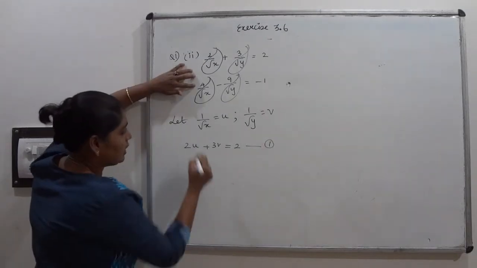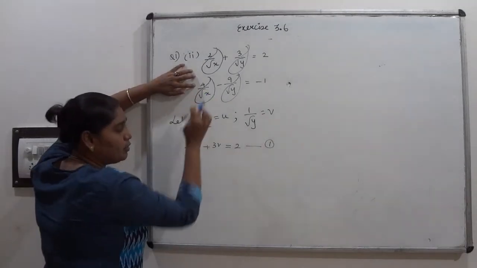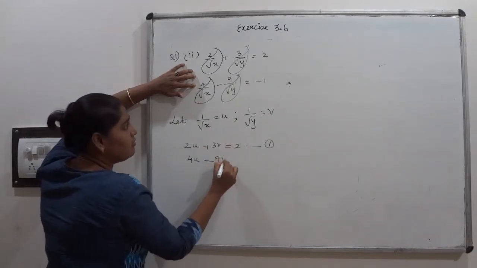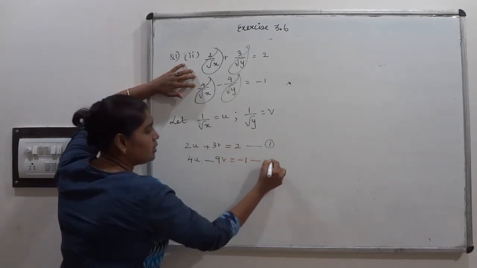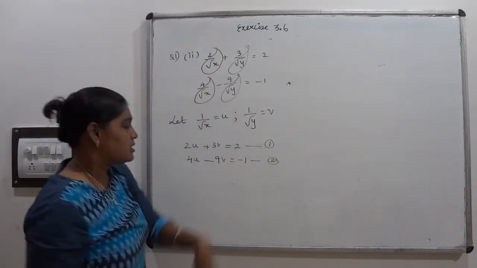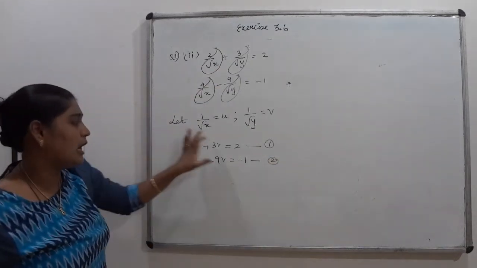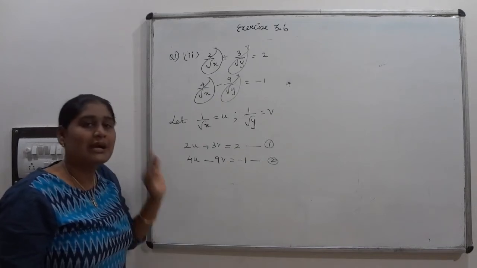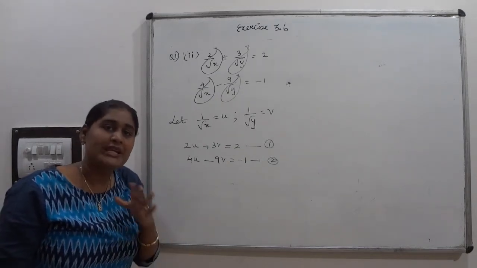Then go for this one. 4 into 1 upon root x, that you have taken as u. So 4u minus 9v which is equal to minus 1. This is equation number 2. Check whether the coefficients of u and v are equal or not. If they are not equal, by multiplying with some value we have to make them equal.